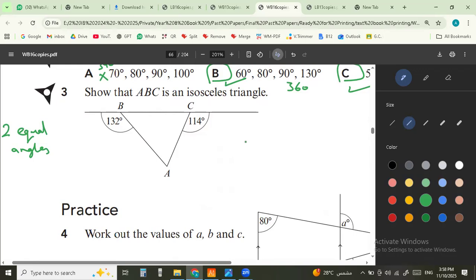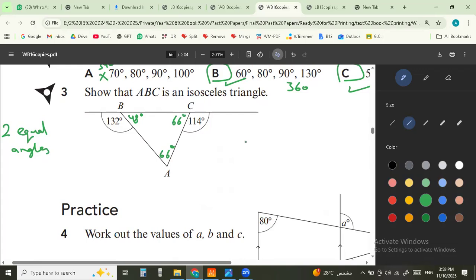So angle ABC, which is this one, is 180 minus 132, which is going to be exactly 48 degrees. While angle ACB, which is this one, you're going to find that it is exactly 180 minus 114, which is going to give you exactly 66 degrees. Adding them up and then subtracting from 180 is going to give you 114. So it is 66 degrees as well.